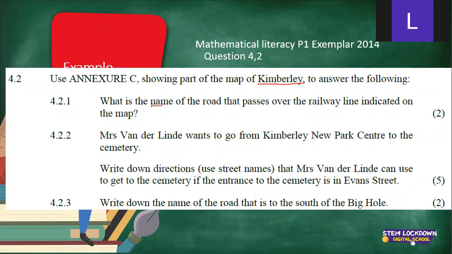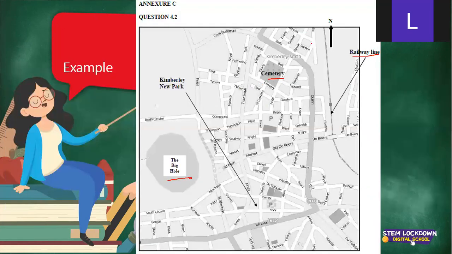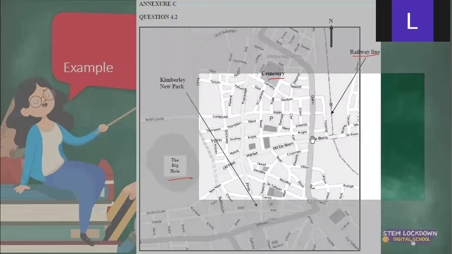What is the name? So we're looking for the name. Always underline what is required: the road that passes over the railway line indicated on the map. So you need to identify the railway line. Obviously, if you had studied your map, you'll remember where the railway line is. So we're looking for the name of the street which passes over the railway line. Let's go back to our map. There's the railway line, and there's a street that goes over it.